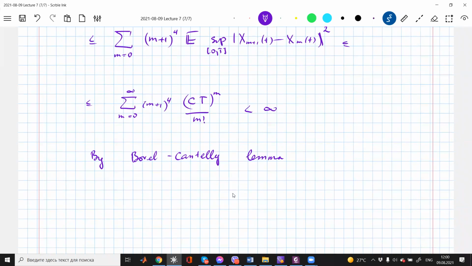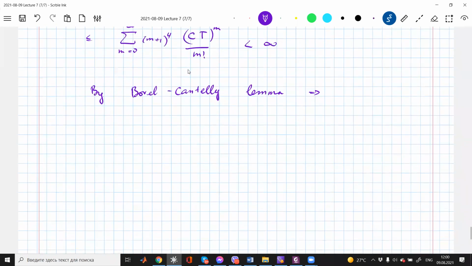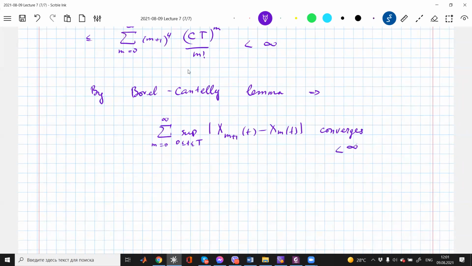Yes, we have that this series, the supremum over t up to capital T of x m plus 1 from t minus x m from t, from 0 to infinity, converges. So this is less than infinity, yes, almost surely.